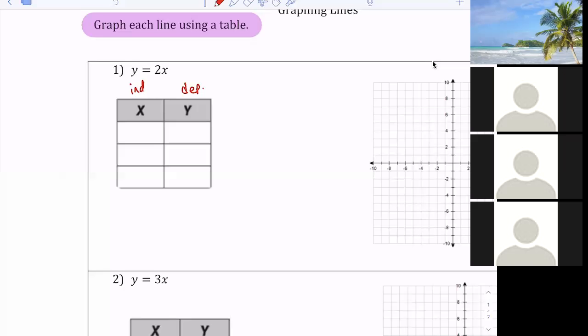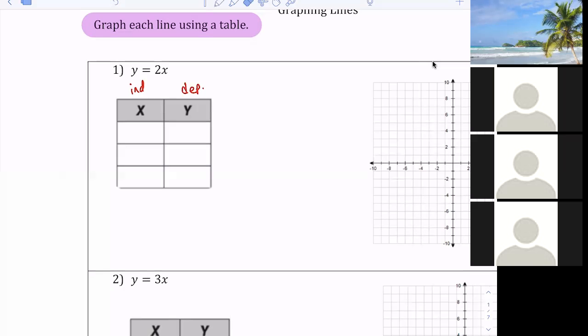Now, how do I remember that? I say Y always depends upon X. X can be anything. That's why they say it's independent. But Y depends upon X. Now, you got to listen to what I'm saying.